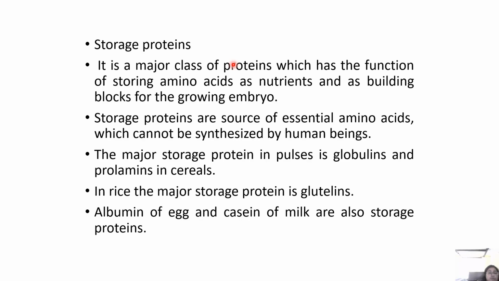Then there can be storage proteins, a major class of proteins which has the function of storing amino acids as nutrients and as building blocks for the growing embryo. Storage proteins are a source of essential amino acids which cannot be synthesized by human beings. The major storage protein in pulses is globulins and prolamins in cereals. In rice, the major storage protein is glutelins. Albumin of egg and casein of milk are also storage proteins.